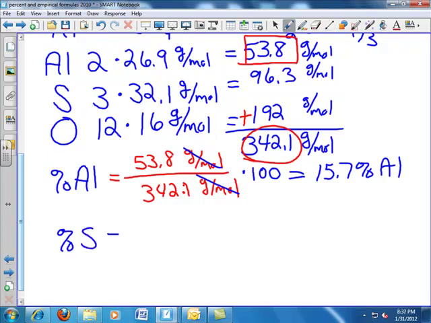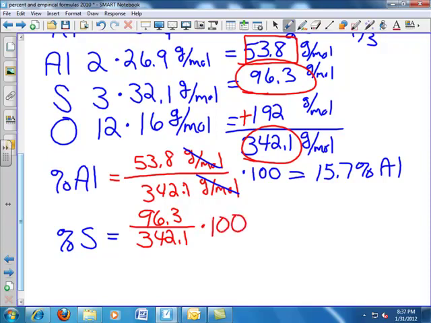Okay? The percent of sulfur is going to equal the mass of sulfur that I have, which is 96.3. And notice I'm not going to write the units anymore. Divided by my total mass, 342.1 times 100. And that's going to equal 28.1%. So 28.1% is sulfur.